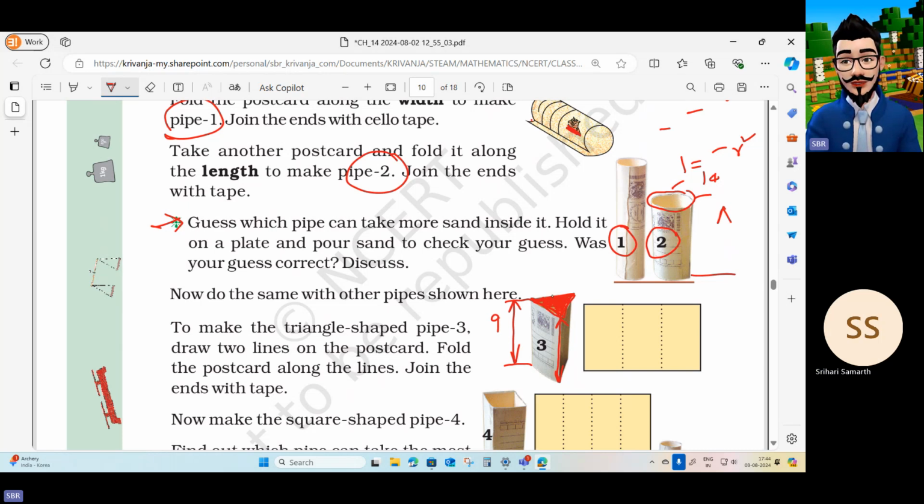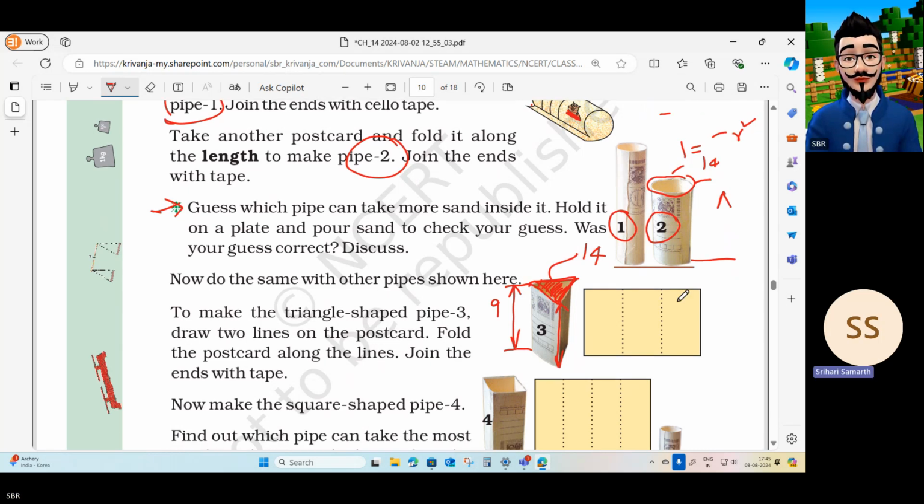Okay, and what is the perimeter of this triangle? That means you add this side plus this side plus this side. How much? 14 centimeters. Why do you take so long? 14 centimeters. Now there is another formula to calculate the area of this triangle, but I think it will be too much for you. Don't worry.